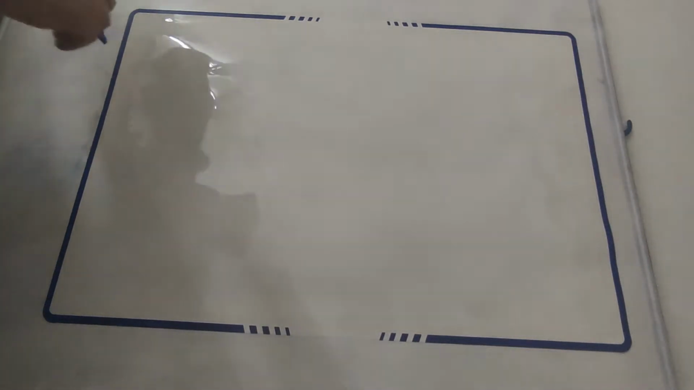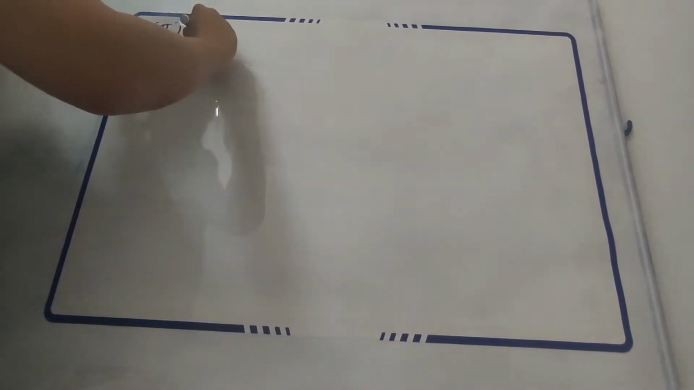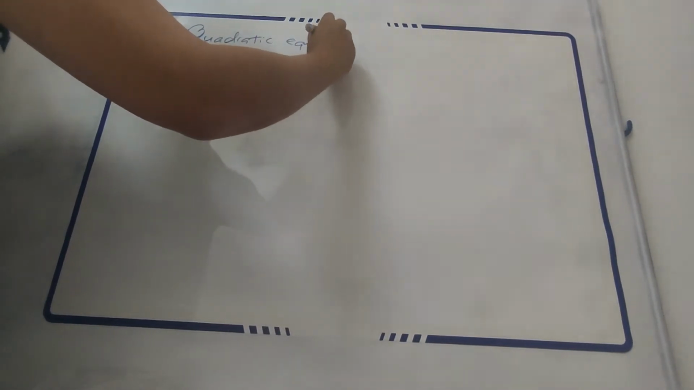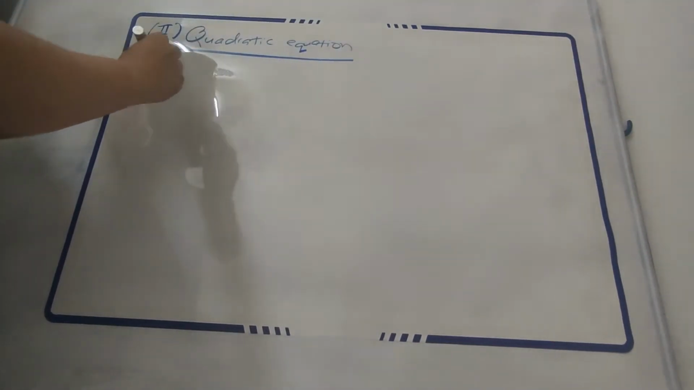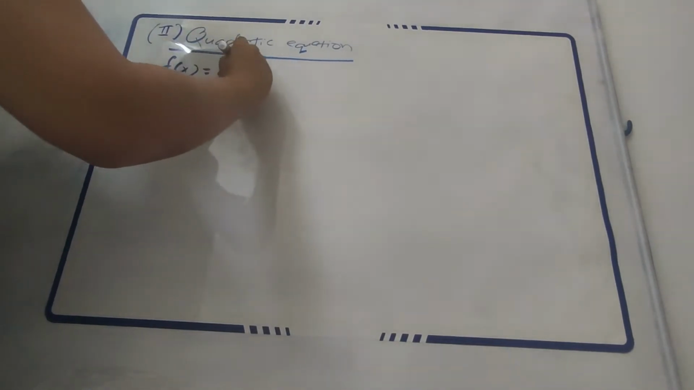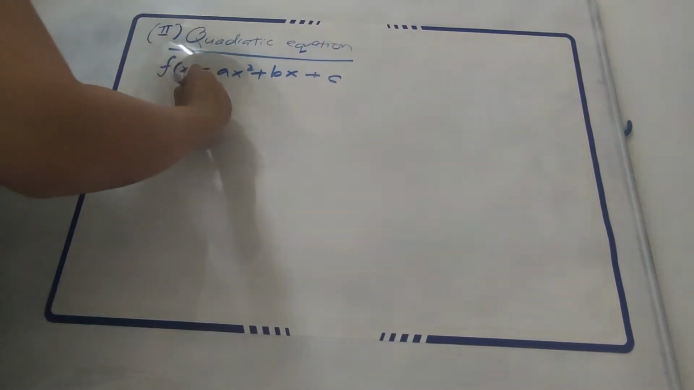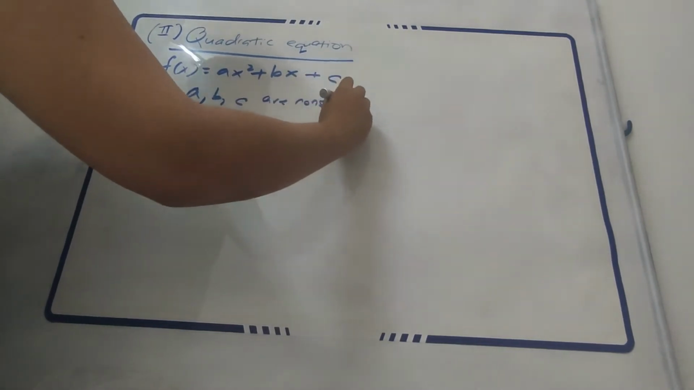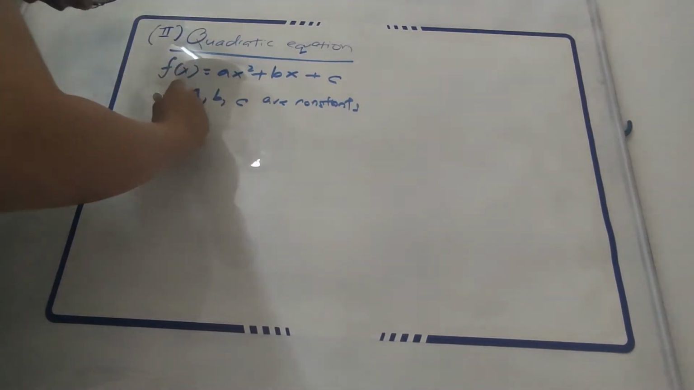Okay, we come to chapter 2, quadratic equation. This quadratic equation has a formula known as y equals ax squared plus bx plus c. A, b, and c are constants, and there is one condition: your a cannot be 0.